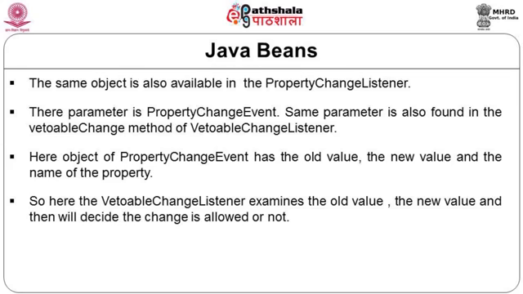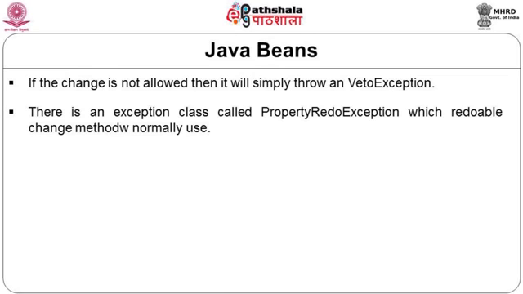If the vetoable change listener feels the change is not to be allowed, it simply throws a property veto exception. There is an exception class called property veto exception, which the vetoable change method normally throws. That is the way a vetoable change listener works. The vetoable change method does not do anything else, it just returns. So, that is how we have these 4 kinds of properties: simple property, indexed property, bound property, and constraint property.